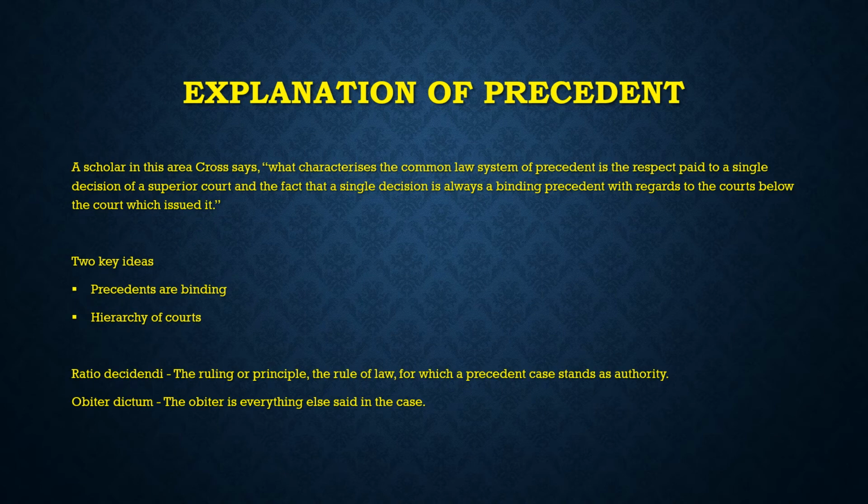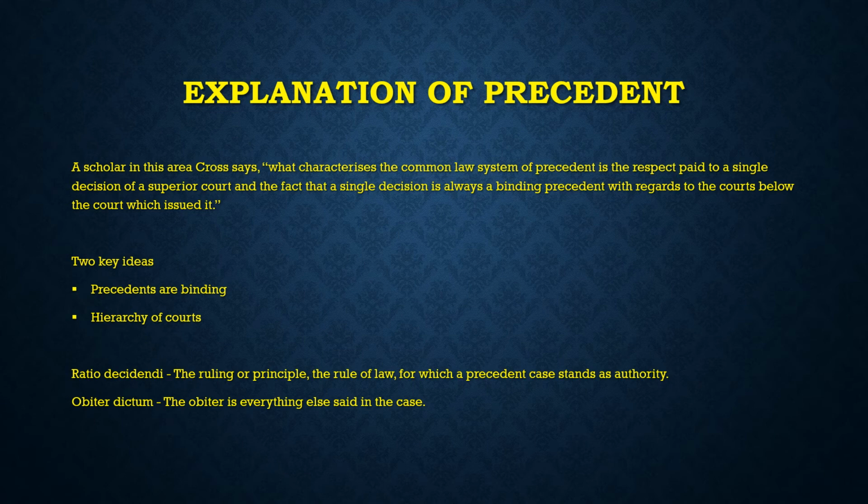A major scholar in this area, Cross, quotes, "What characterizes the common law system of precedent is the respect paid to a single decision of a superior court, and the fact that a single decision is always binding precedent with regards to the courts below the court which issued it." This quote encapsulates the two key features: that precedents are binding and that the hierarchy of the courts is of fundamental importance to it. We need to elaborate on some of the definitions in this area.